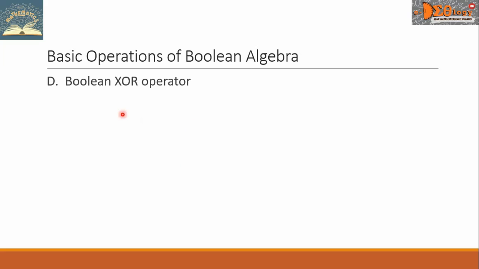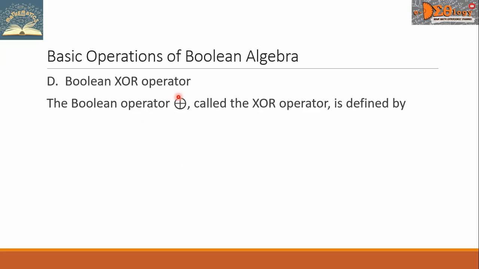Let us extend our study with a Boolean XOR operator. The Boolean operator using this symbol, called the XOR operator, is defined by 1 XOR 1 equals 0. 1 XOR 0 equals 1. 0 XOR 1 equals 1. 0 XOR 0 equals 0.